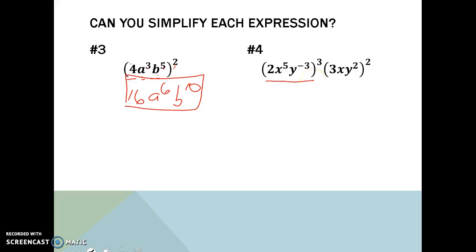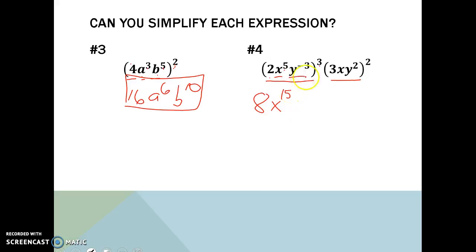I'm going to take this whole thing to the third power and this whole thing to the second power and then see if I can simplify things. So I'm going to start by taking 2 to the third power. That's 2 times 2 times 2, which is 8. Then I'm going to take x to the 5th to the third power. That's taking a power to a power. I'm going to multiply those together. That's x to the 15th power.